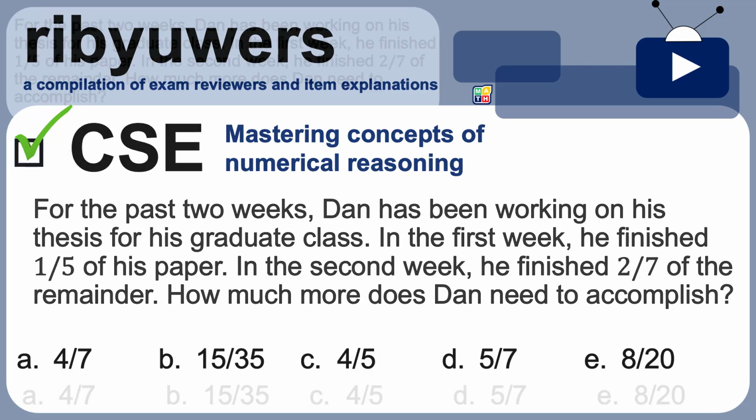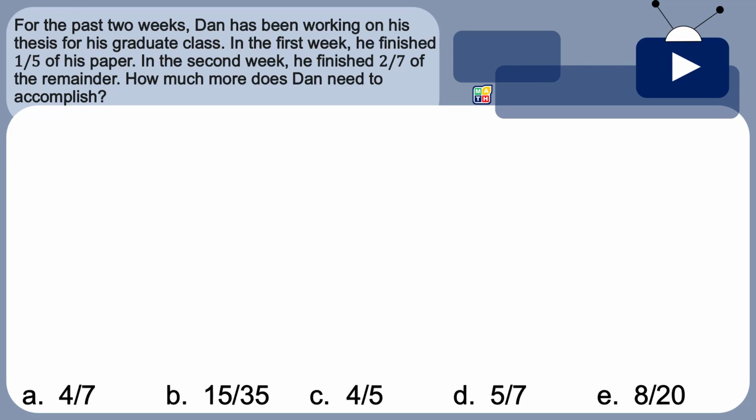So let's examine this problem. For the past 2 weeks, Dan has been working on his thesis for his graduate class. In the first week, he finished 1/5 of his paper. In the second week, he finished 2/7 of the remainder. How much more does Dan need to accomplish? Is it A, 4/7, B, 15/35, C, 4/5, D, 5/7, or letter E, 8/20?